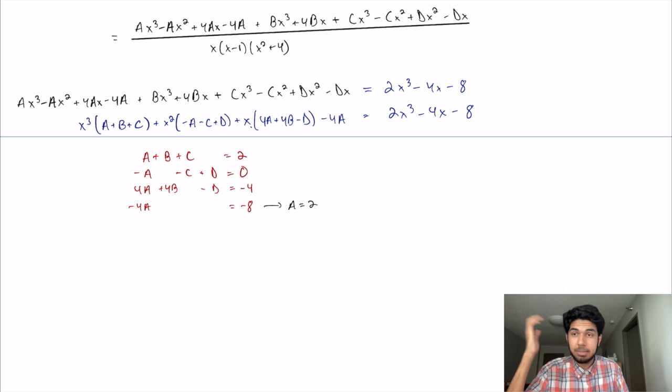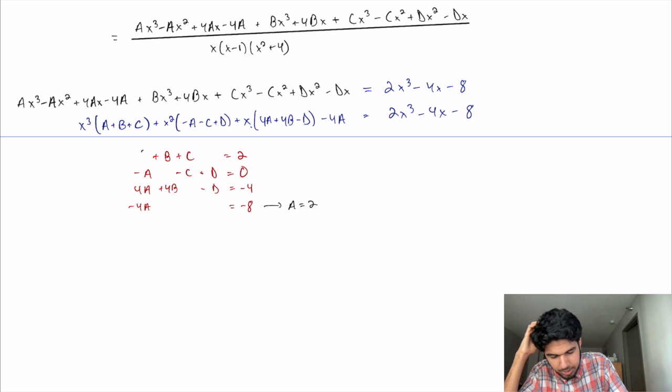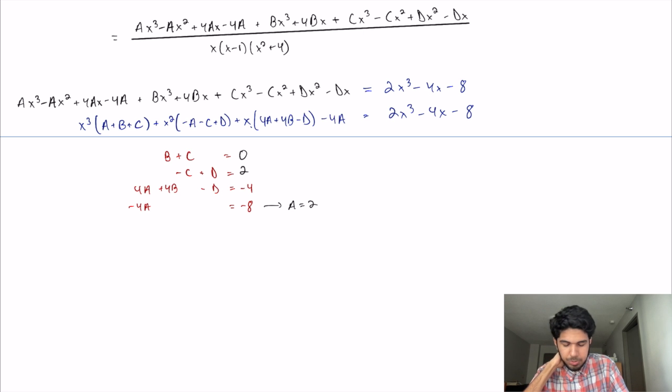So we can use that to simplify some of the previous equations. So the first equation, we can replace an a with 2, and then subtract 2 on both sides to say that b plus c equals 0. In the second equation, replace an a with a 2, so we get minus 2 minus c plus d equals 0, but if we add 2 on both sides, we get minus c plus d equals 2. In the last equation, we can replace 4a with 4 times 2, which is 8, and then subtract 8 on both sides to get 4b minus d equals negative 12.